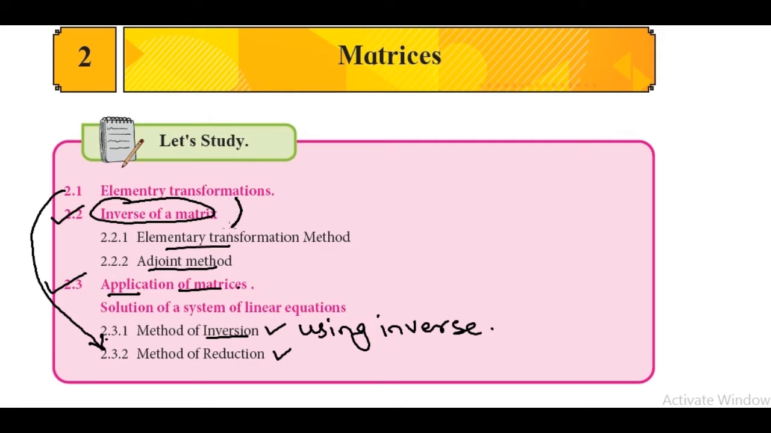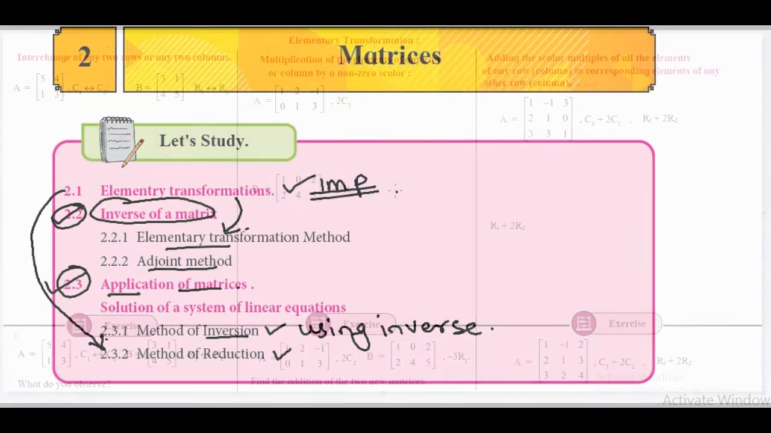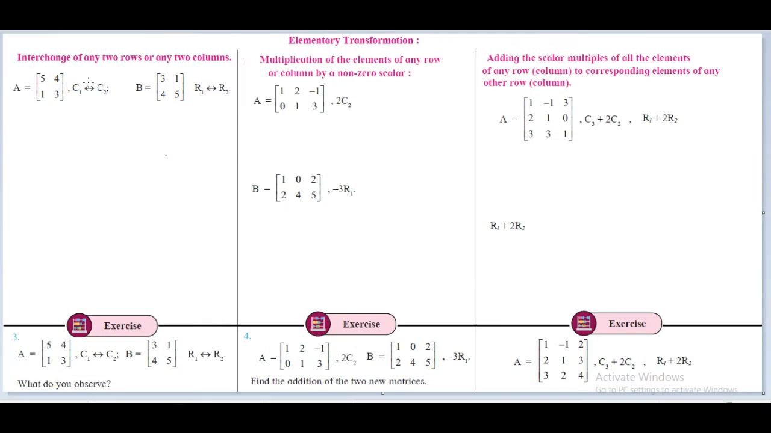So again we have elementary transformation. So elementary transformation is used in both the units, that is in 2.2 and 2.3 both. So it is very important to understand elementary transformation. These are the three elementary transformations that we will be learning today. The first one is interchange of any two rows or any two columns. It allows you to interchange any two rows or any two columns.